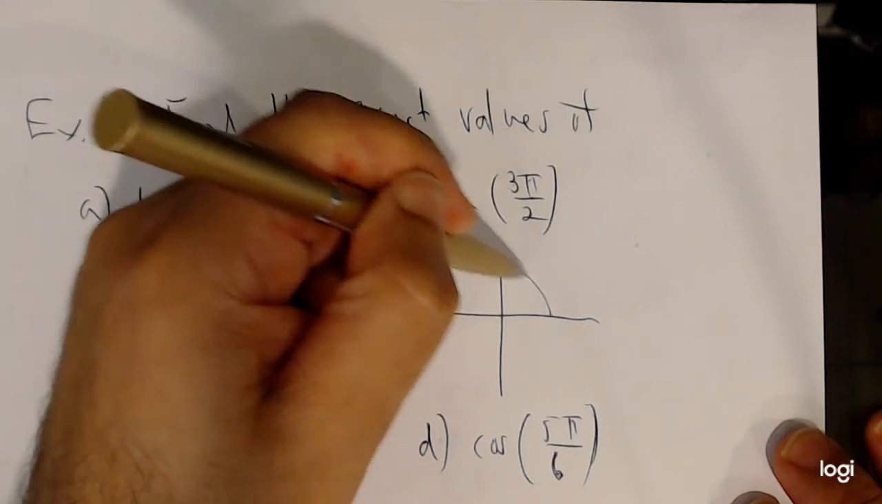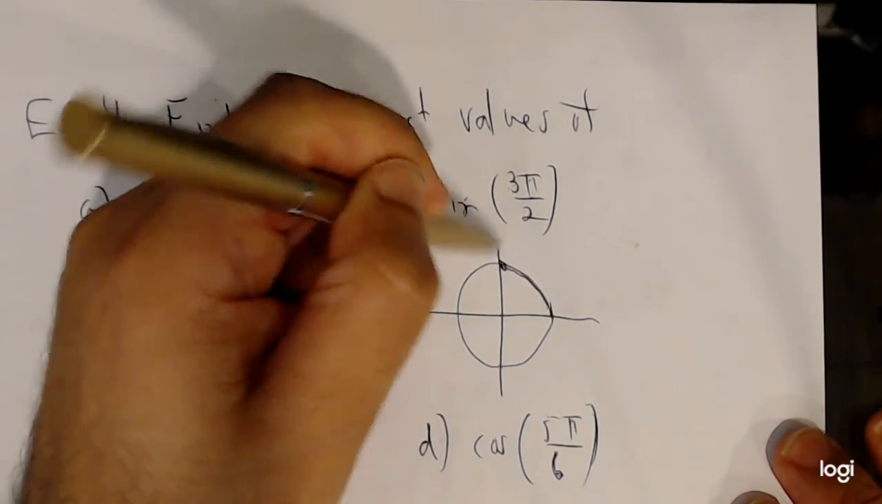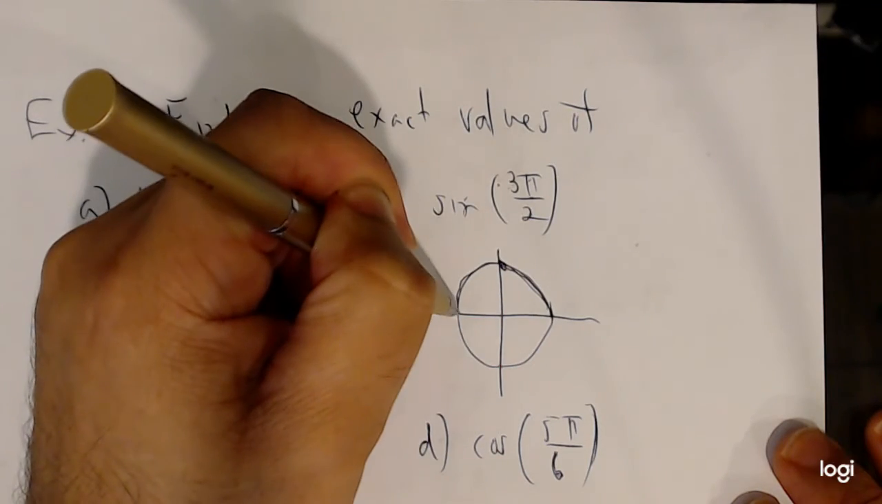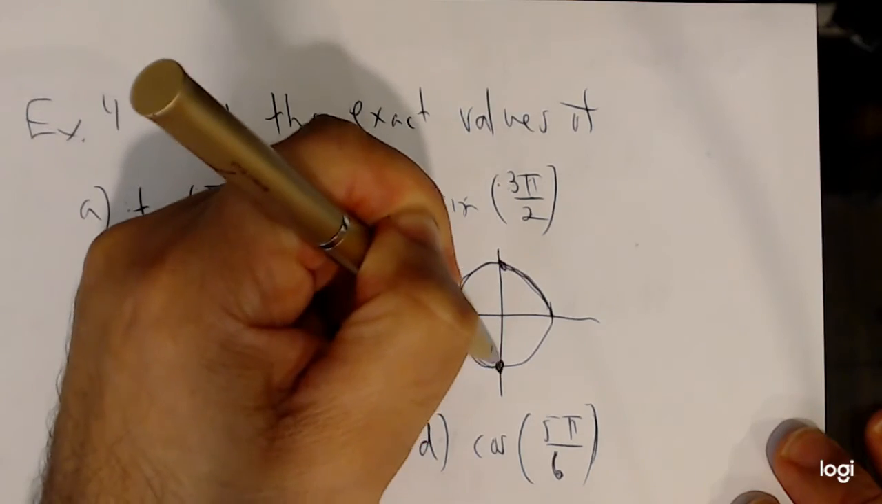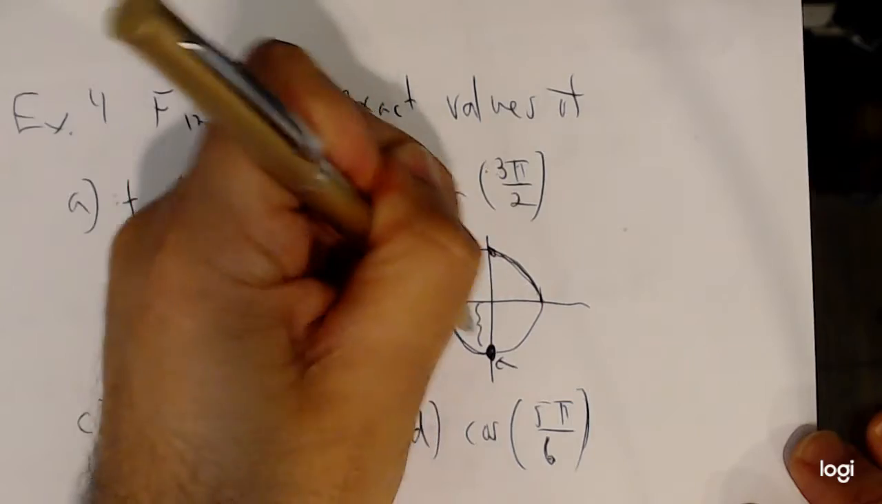And what do I know? Each distance I move along is 90 degrees, or pi over 2. So this is 3 pi over 2. If I start here, pi over 2, 2 pi over 2, which is pi, 3 pi over 2, which puts me down there. Now, if you remember, for quadrantals, r is 1.